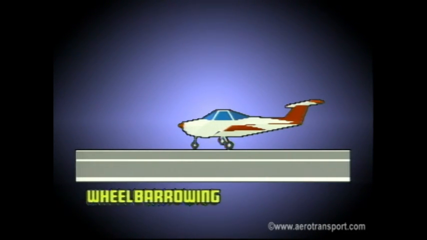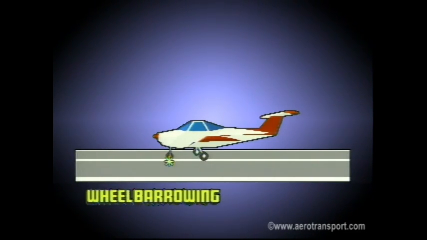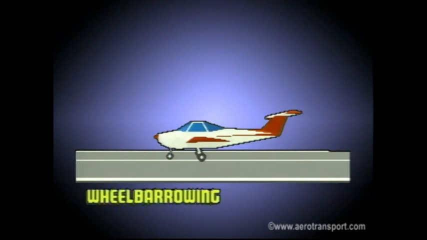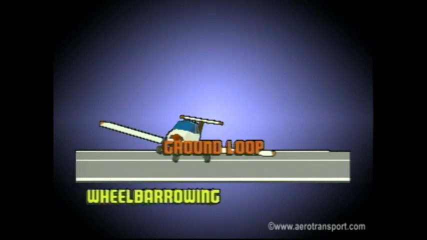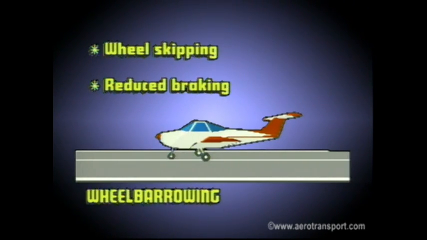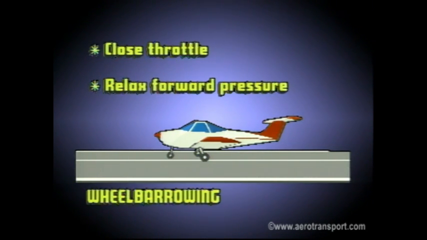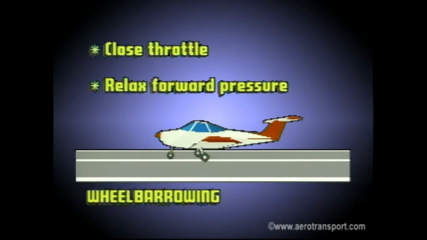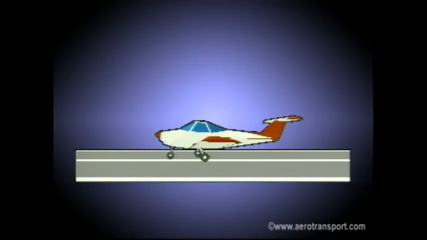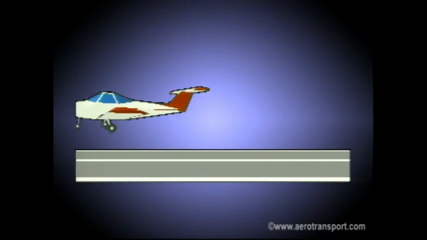Wheelbarrowing occurs on a nose wheel aircraft when the nose wheel is allowed to touch the runway first. In a crosswind, the aircraft may yaw rapidly about the nose, causing a loss of control. Other symptoms of wheelbarrowing include wheel skipping and an extreme reduction in braking effectiveness. To correct wheelbarrowing, close the throttle and relax the forward elevator pressure to the neutral position. This will lighten the load on the nose gear. Return steering and braking to normal. If control is regained and there is enough runway left, abort the landing and go around again.